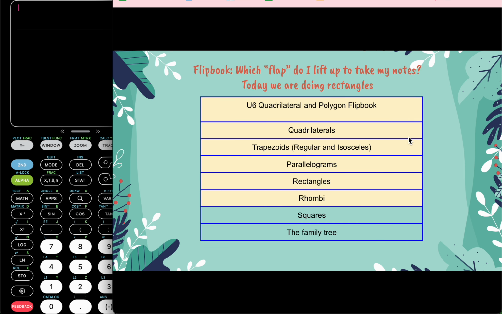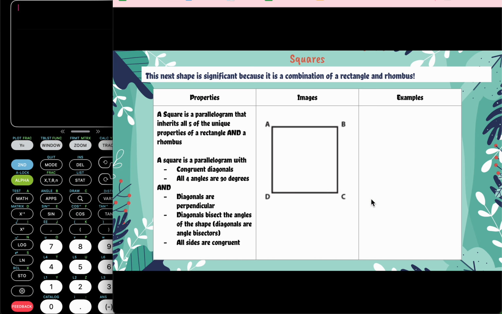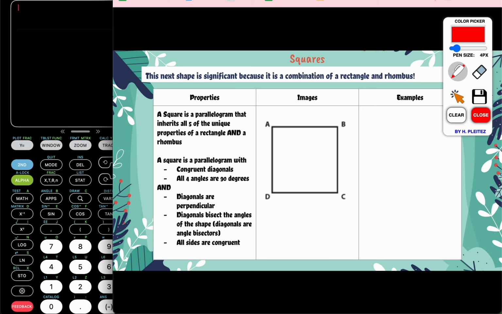Now let's go over the actual properties of a square. So make sure you're lifting up all of the highlighted portions of your flipbook. And this shape, again, is significant because it's a combination of a rectangle and a rhombus. So a square is a parallelogram that inherits all 5 of the unique properties of a rectangle and a rhombus. So a square is a parallelogram with congruent diagonals and all angles being 90 degrees. If you recall, these were the 2 properties that helped us create our rectangle, right? Those were the 2 unique things.